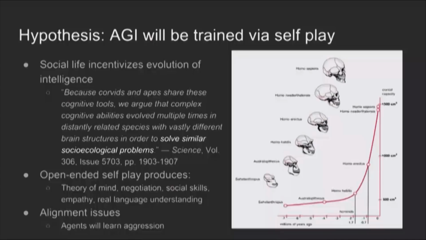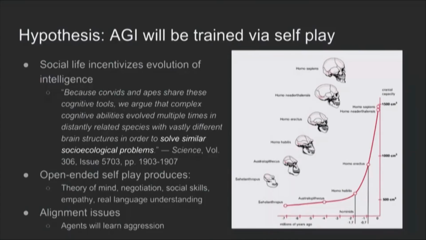Now, I want to present a hypothesis. The hypothesis is that, at least in principle, there's a good chance that AGI systems will be trained via this kind of self-play. And I want to give some speculative evidence for why it might be so. One thing that we know from biological evolution is that social animals tend to have larger brains. There exists at least one paper from Science which supports this view.